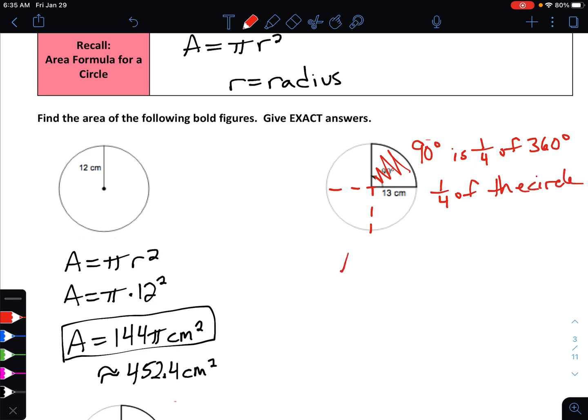So our area formula just looks a little bit different. We're still going to have the pi r squared, but then since we only want 1/4 of that, we're going to multiply by 1/4 at the end. Okay, so let's go ahead and plug in our radius r. So that would be pi multiplied by 13 squared, and then multiplied by 1/4. And then remember, 13 squared is 169.